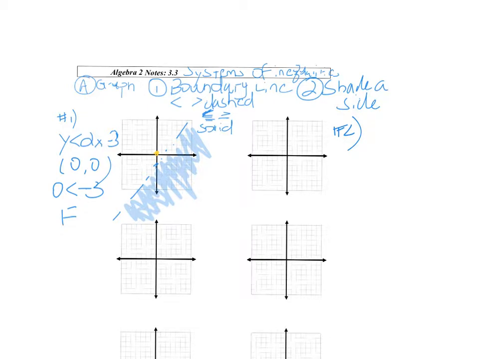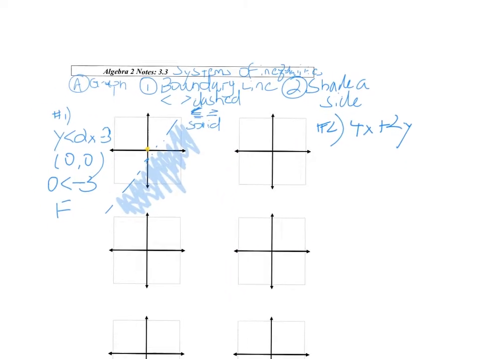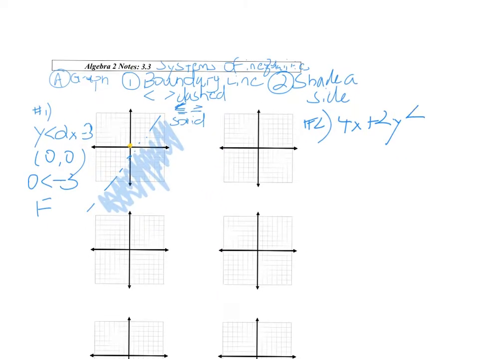Number 2. 4x plus 2y is less than or equal to 4. Now this is not in slope-intercept form. This is in standard form. We can still graph the line, so let's graph it.